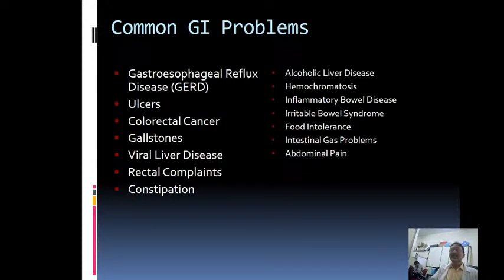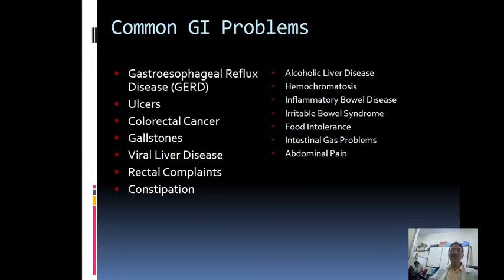Now let us see what are the basic common GI problems. One of the commonest diseases related to GIT pathophysiology is GERD, G-E-R-D. The full form of GERD is gastroesophageal reflux disease. We'll discuss this a little later. The other common diseases are ulcers, colorectal cancers, gallstones.